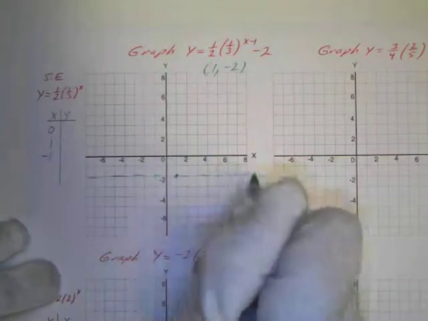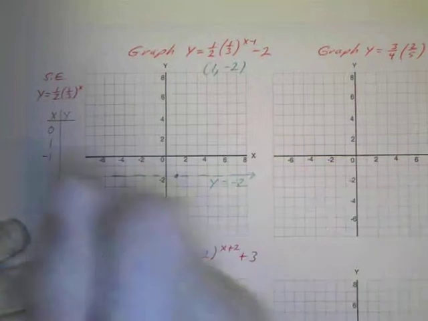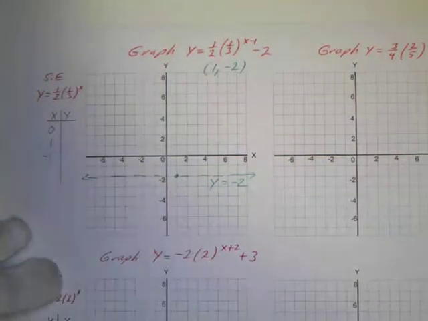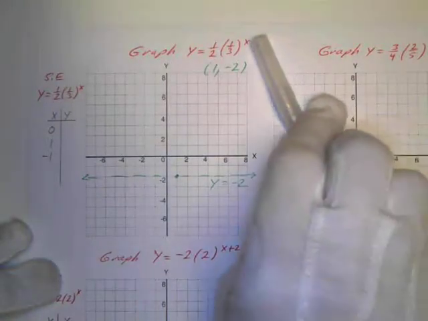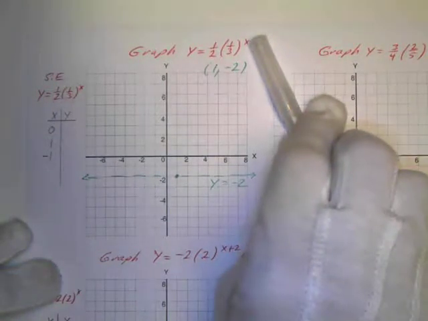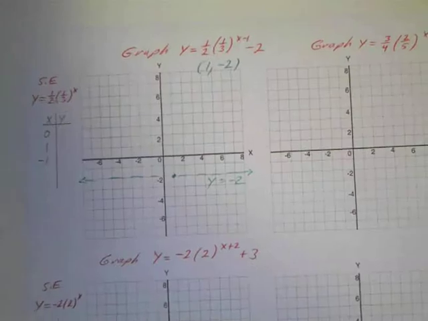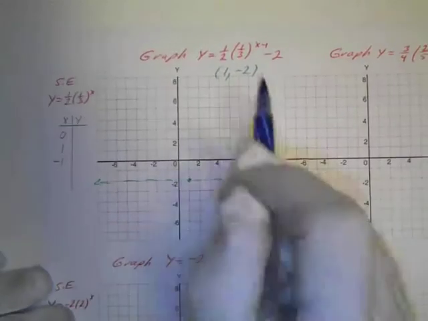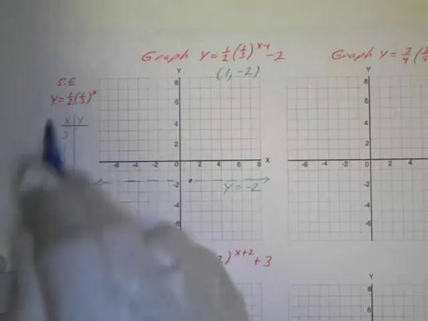I'll put my horizontal asymptote in. Y equals negative 2. And I'll find some points now. My shape equation will be the equation without the shift, so it's just going to be 1/2 times 1/3 to the x. Watch your arithmetic on this one. So this is my shape equation. So this is all I have to find points for.